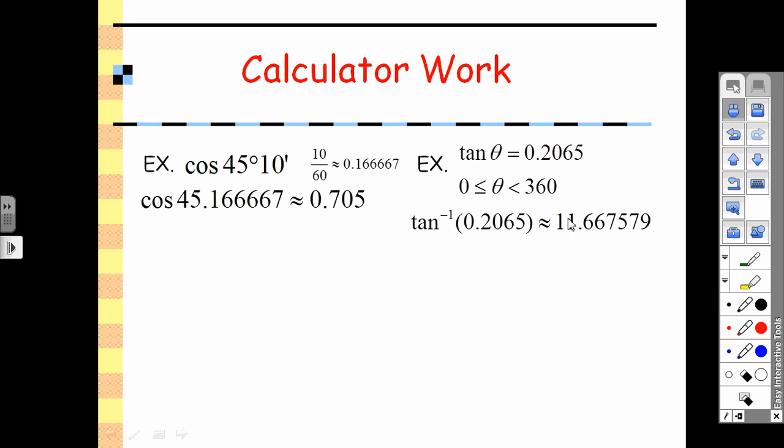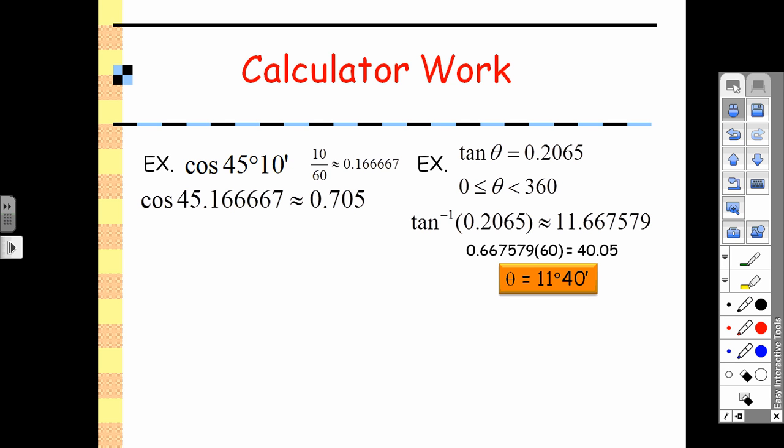Well, 11 is your degrees. We just have to figure out this decimal, what that is, as some minutes. So we're going to strip the 11 off, multiply the decimal by 60, and we get 40.05. Well, this is 40.05 minutes. And if we only want minutes, we're just going to round this, so that's 40 minutes. So 11 degrees and 40 minutes.